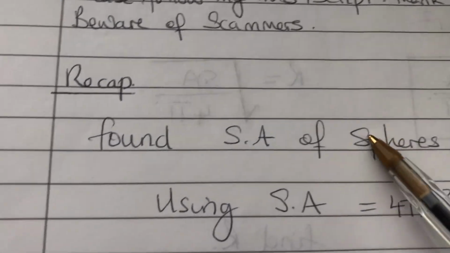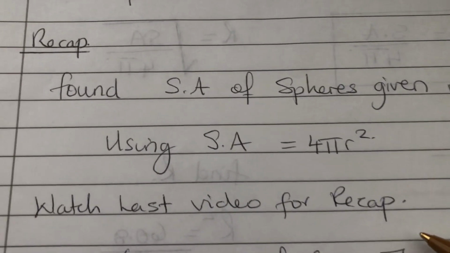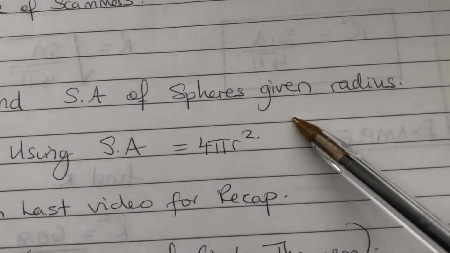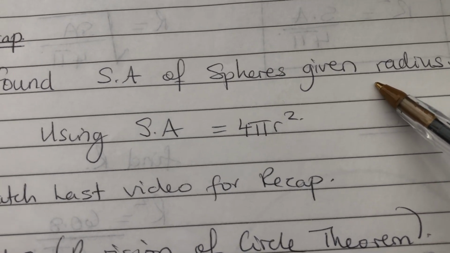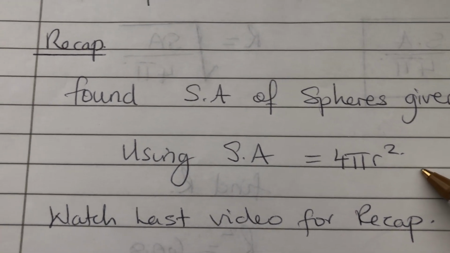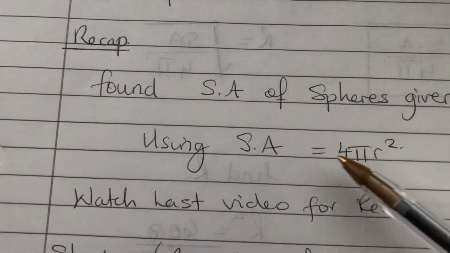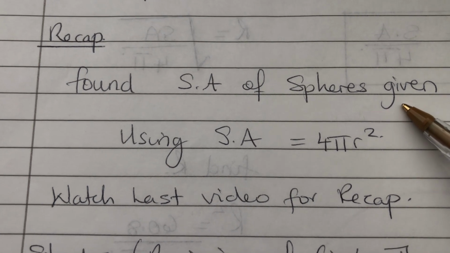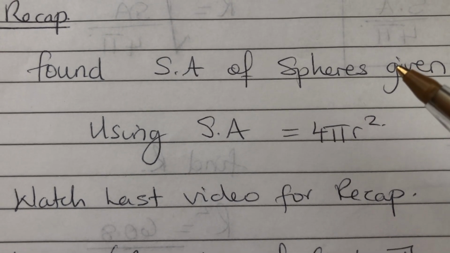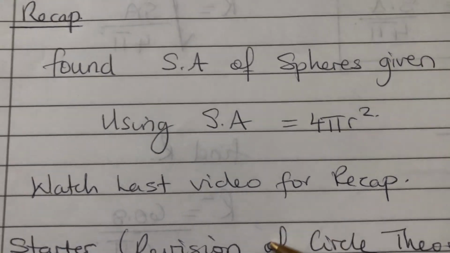So I'll just recap for you. Watch the last video for a recap, it will help you a lot. In the last video we found the surface area given the radius. Today we are not giving the radius, we are giving the surface area. How do we find the radius? I'll show you in a bit.